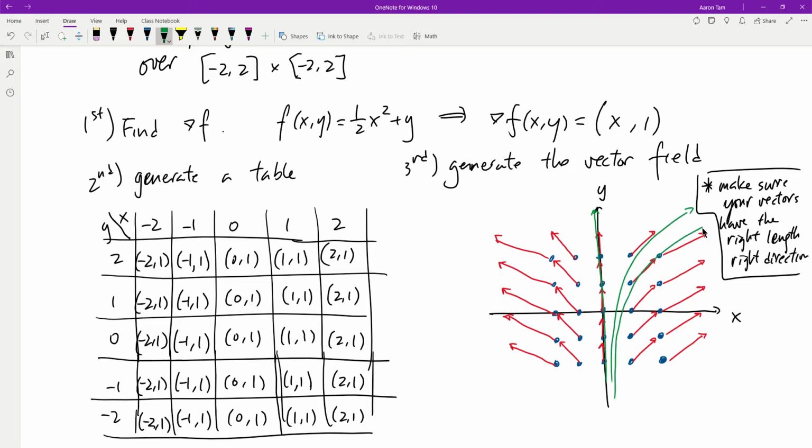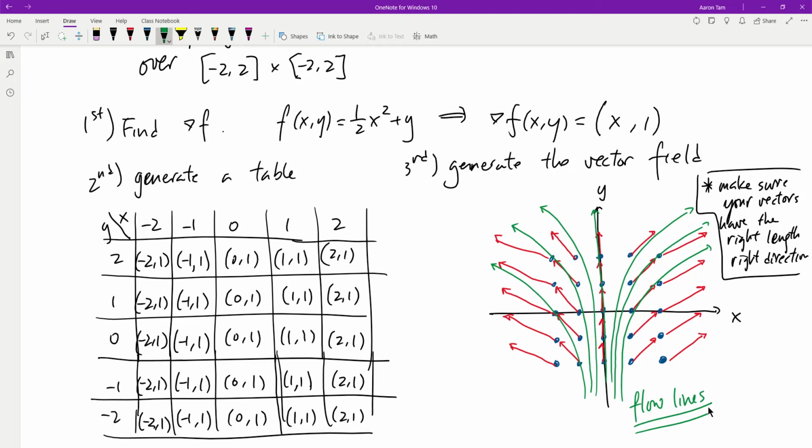Up and out. Up and out. And then if it's on the second and third quadrant, it would do kind of the same thing. It will move up and out, but it will go out to the left. So these are referred to as flow lines.